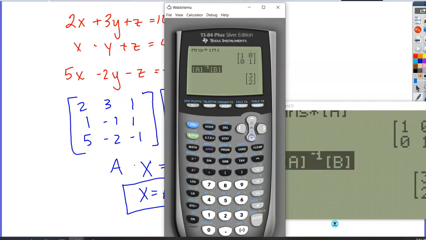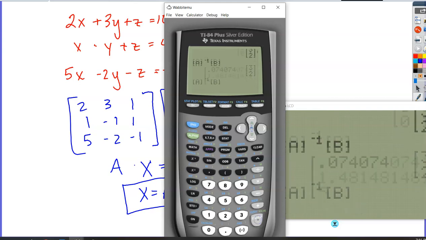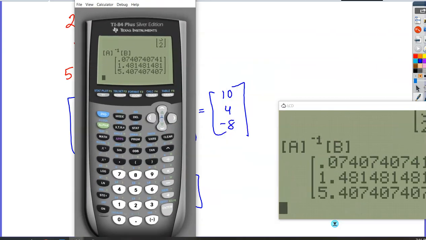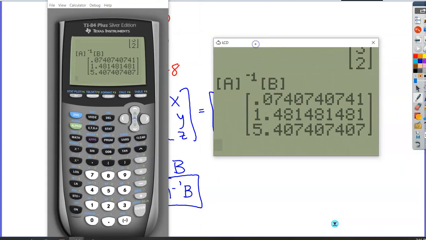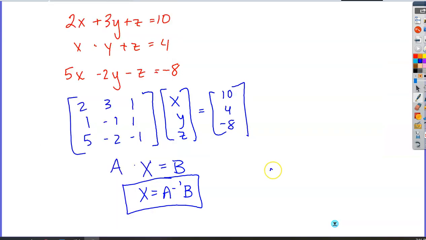Here's the cool part. If you already have A inverse B somewhere on your screen, you can hit it and it will do the new A inverse B. Otherwise, you have to type it again. Okay, good. Finally, some nasty answers. Now, once again, if I want to get the fractional version so I can be exact, I can hit math to frac. And here we are with our beautiful answers. 2/27 for x, 40/27 for y, and 146/27 for z. So if these were three planes, guys, this would be the point where the three planes intersected, which is pretty cool. Way easier than it used to be.